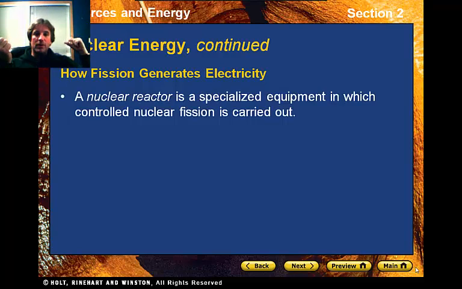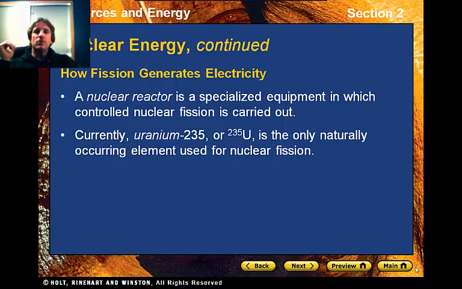What happened in Germany or in Japan a couple years ago when the tsunami came in and took out the power plant? That's what happened there. That reaction got so hot that it actually melted through the cement floor, and that's what a meltdown is. And we can talk more about that in class if you have questions.